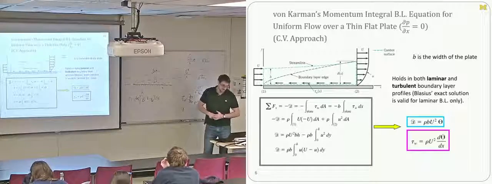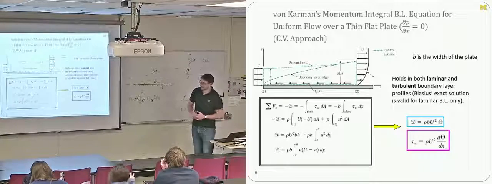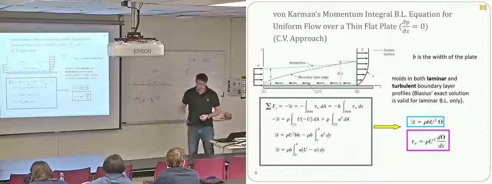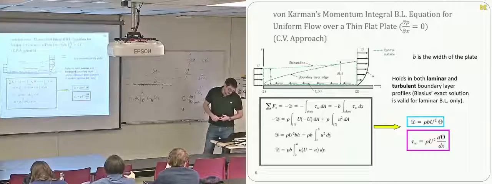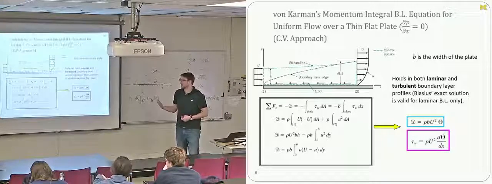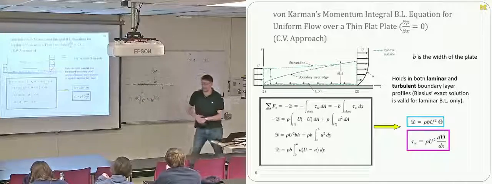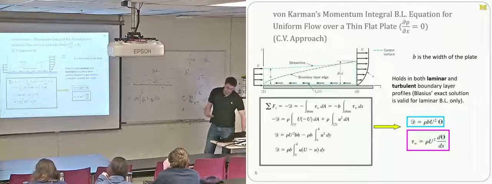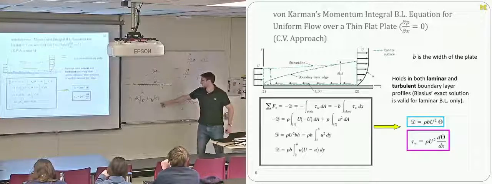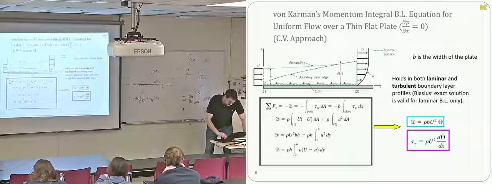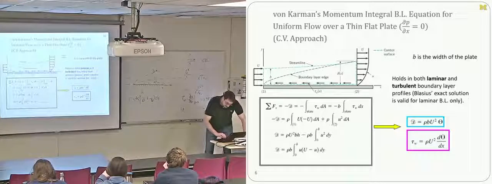I've already gotten into one reason why this is useful, which is that it's good for both laminar and turbulent flows, but it allows us to make this sort of imprecise estimation of what the drag is based on a reasonable function for U along the plate.